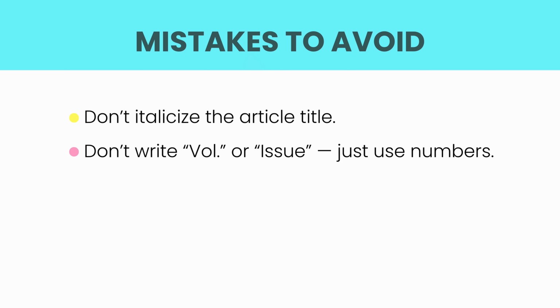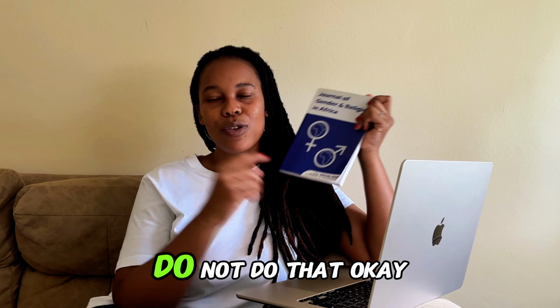Second mistake to avoid is including VOL or vol before the volume number, and issue before the issue number, or NO before the issue number, just like it appears in the journal. Let me show you what I'm talking about. So if you see here, we've got vol 19 and number 9. So when students write this in reference, they will include it like this. Do not do that, okay?